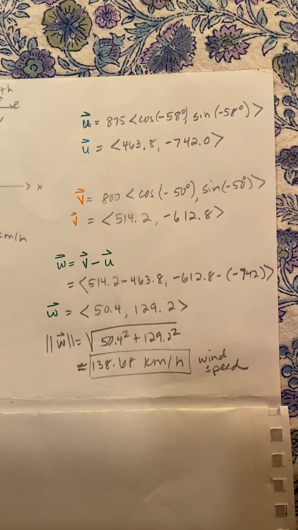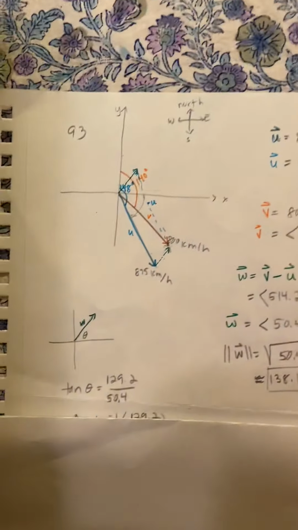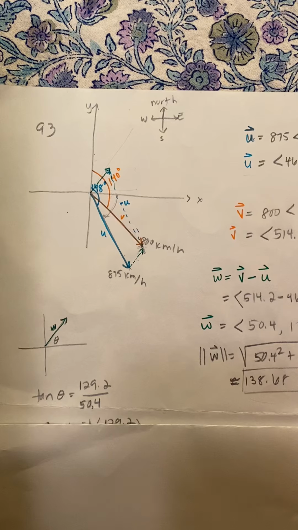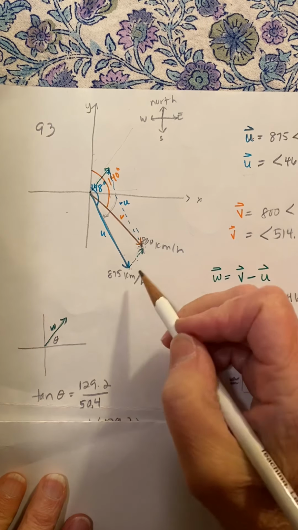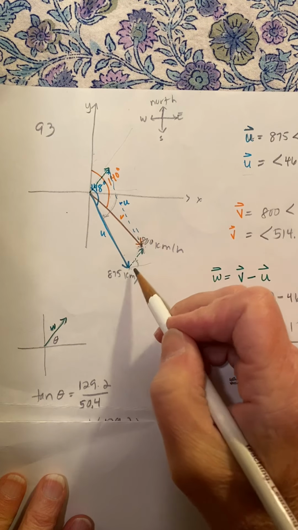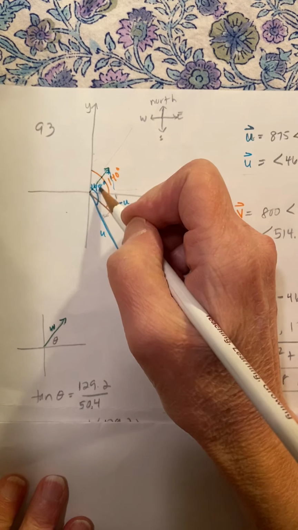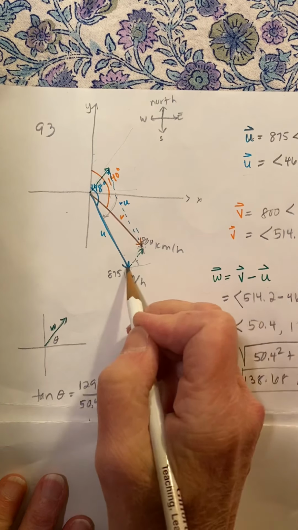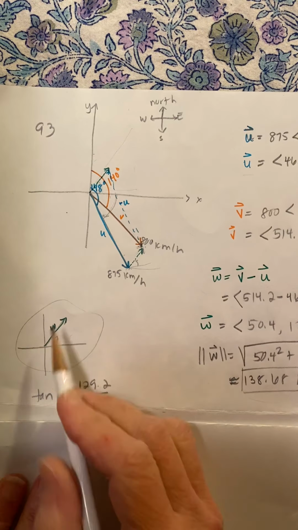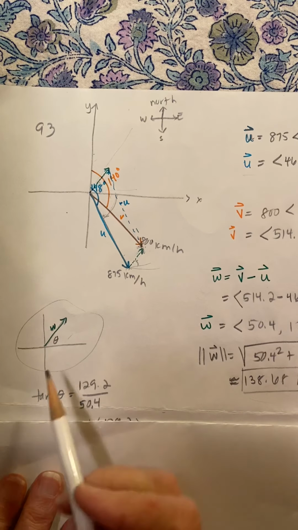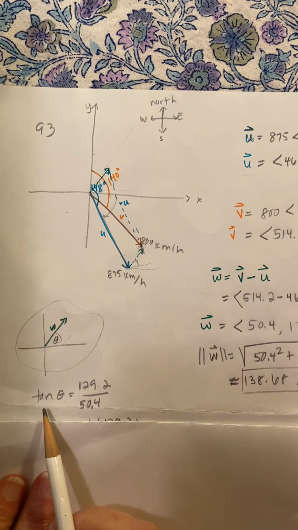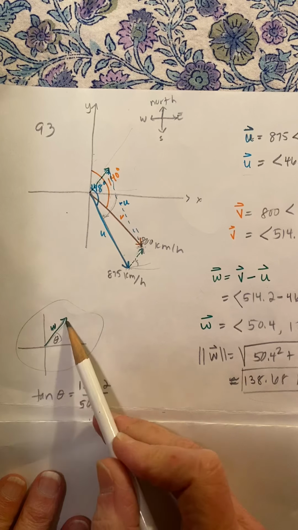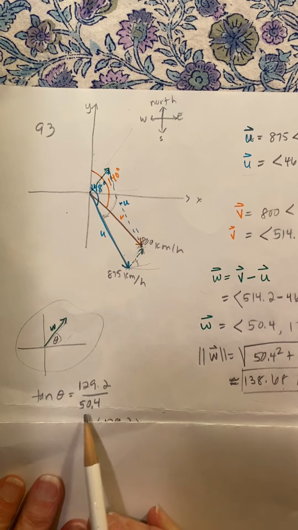Okay, that's the wind speed. They also asked for the angle or the direction of the wind. So we're looking for this angle here, or up here, this angle right here. But if you did a horizontal, I just did it separately. If I have a W like that, this is the angle theta we're looking for. We already found its magnitude is 138.